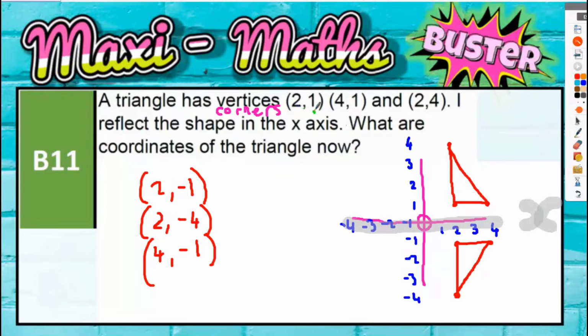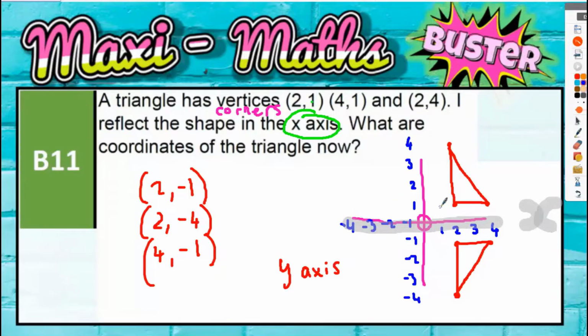If you are reflecting in the x-axis, your second coordinate, your second number in each coordinate, changes to the opposite symbol. So this 1 becomes -1, this 1 becomes -1, and this 4 becomes -4. If it was the y-axis, it would be your first coordinate that would change to the opposite symbol.